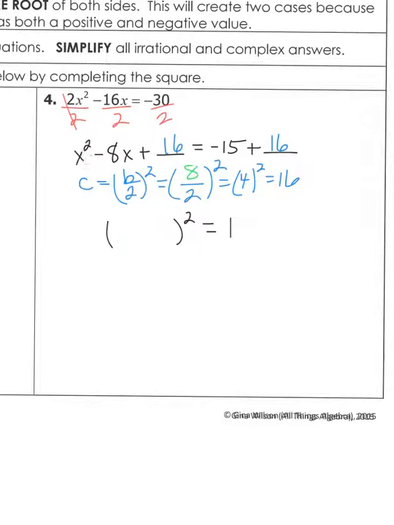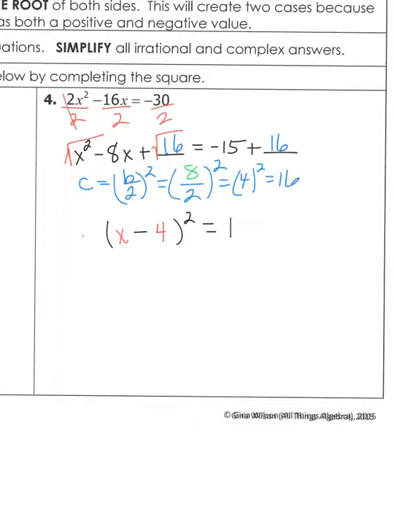So you're going to take the square root of your bookends. The square root of x squared is x, the square root of 16 is 4, and then the sign of your middle term goes in the middle, so that's going to be a negative.